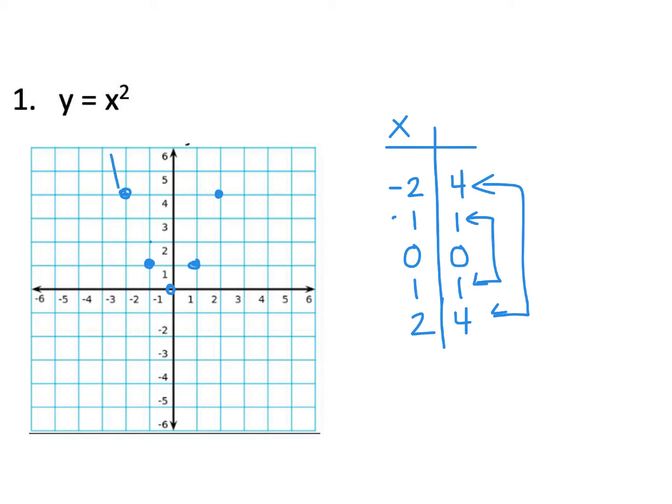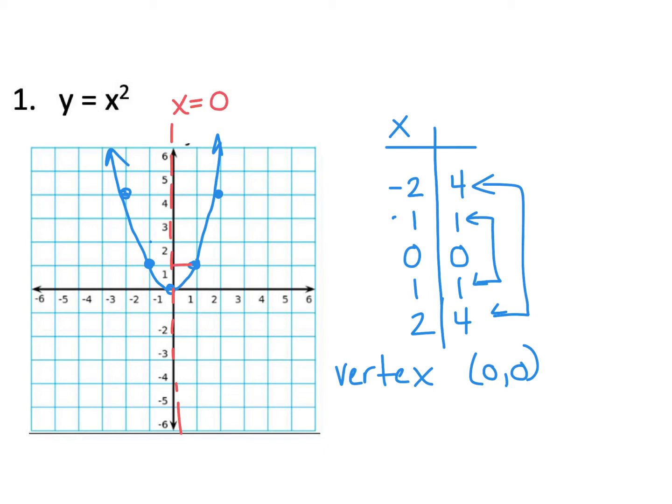Notice the parabola opens upward. Okay. The vertex is (0, 0). The axis of symmetry would be the vertical line right through our vertex, so it would be x equals 0. So notice for this first point, it's 1 unit away from the axis of symmetry, so I have to have one unit away over here. If I have one 2 units away, I have to have one 2 units away over here.